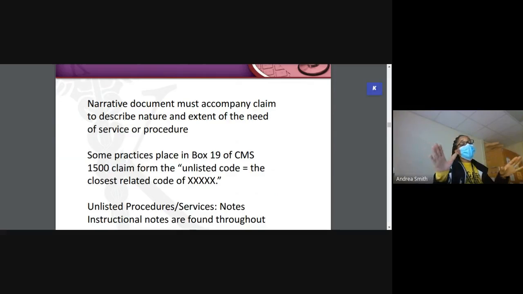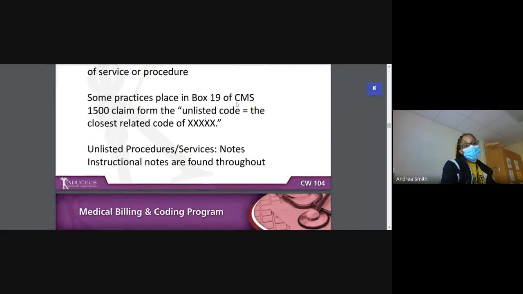Because there is no code, we're going to use an unlisted code. But if we say, okay, when the insurance company gets this, I want them to think of what is as close as possible that I could use for this. And that's what some people use box 19 for. Did I lose anybody?